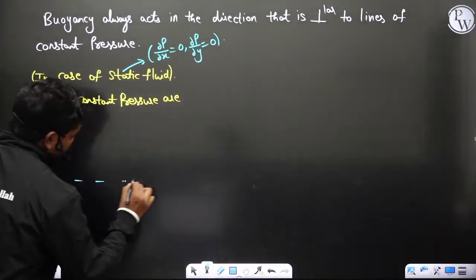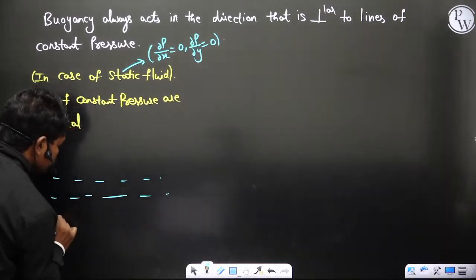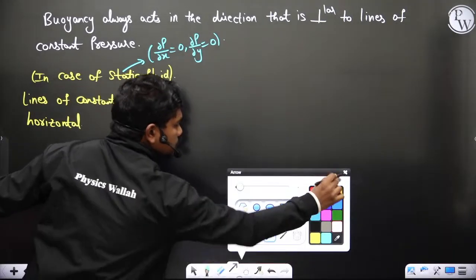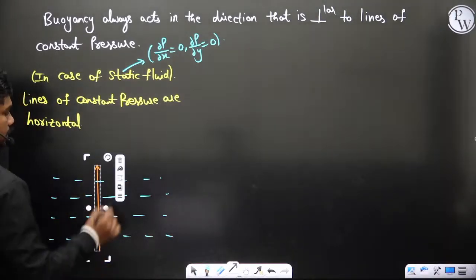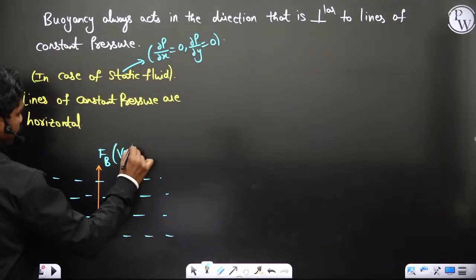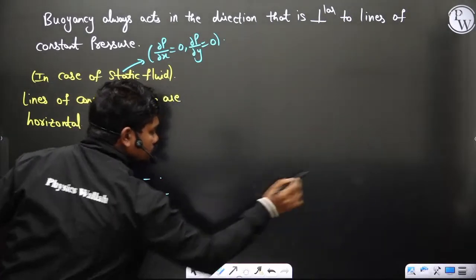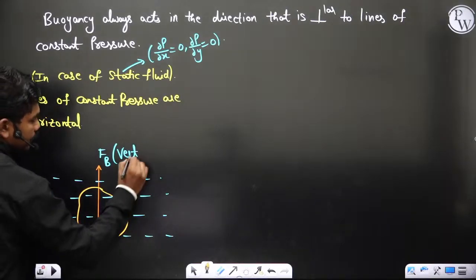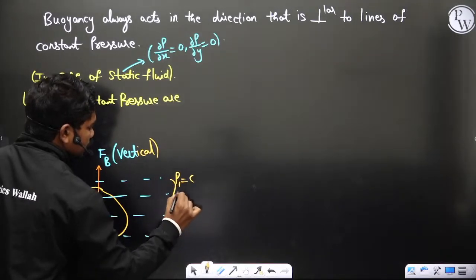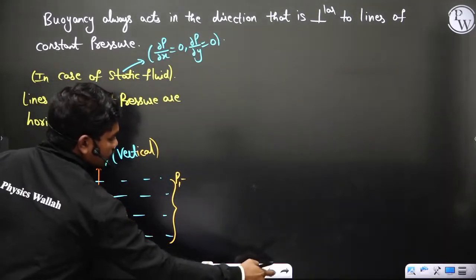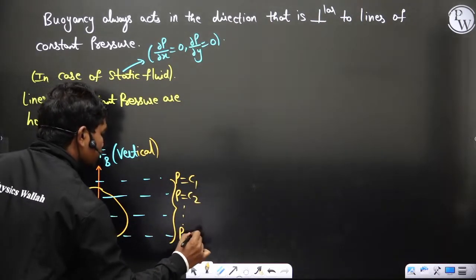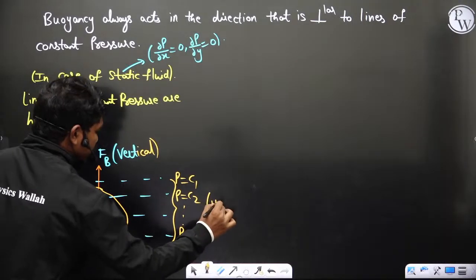So if you take the lines of constant pressure as horizontal, that's why this is the vertical direction. So this is the direction of buoyancy, Fb vertical. If we keep a body, for example, there is no body, no buoyancy obviously. Fb is vertical because these lines of constant pressure, P equal to C1, pressure equal to some other value, and so on, are horizontal lines.